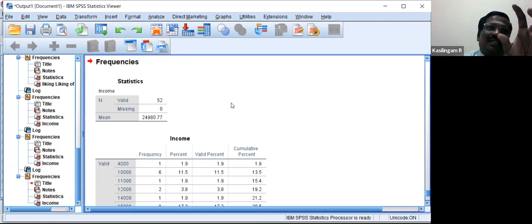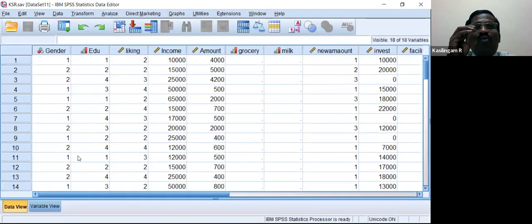What is the meaning of each one? Yesterday we described why it is called ratio and why it is called interval. Now, when you take only one column, that is univariate. If it is a nominal variable, you have to use frequency. If it is an ordinal variable, you have to use frequency. If it is interval data, you have to use mean. If it is ratio data, you have to use mean.